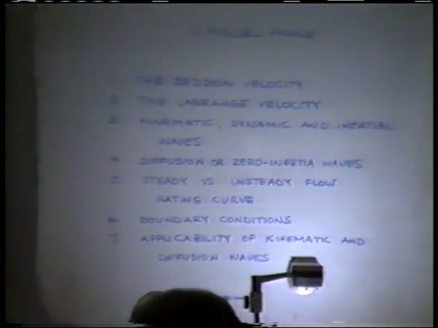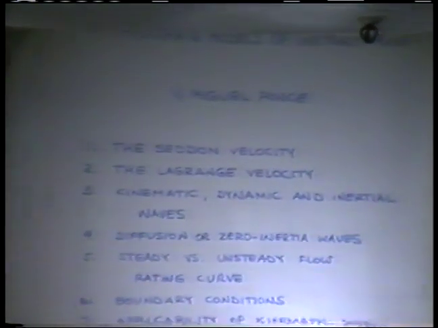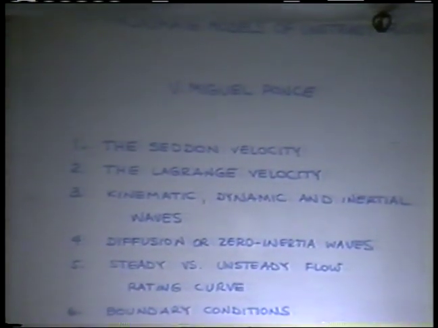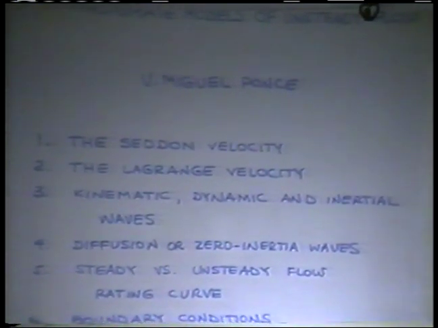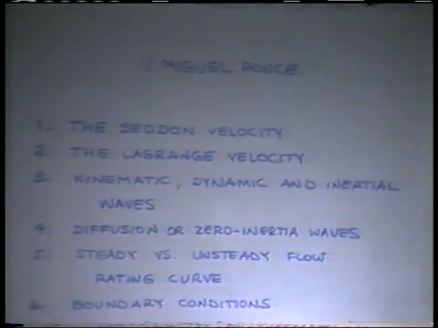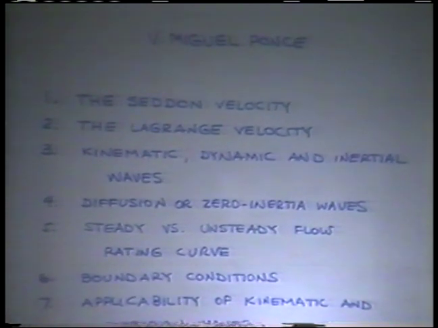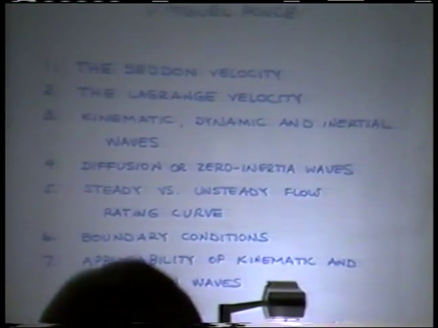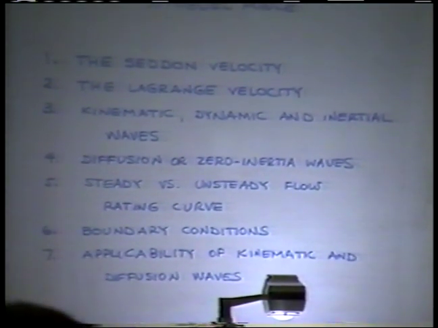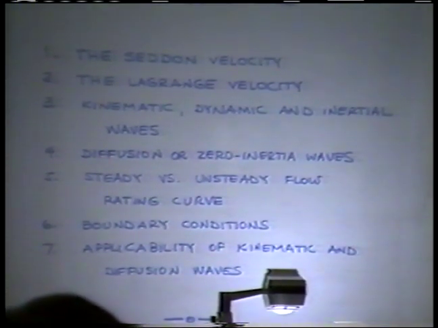I have titled this lecture Approximate Models of Unsteady Flow. And I'm going to be covering several topics which I believe are important for us to understand: what are the approximate models and how do they fit together with the overall scheme of things. The first thing I'm going to be talking about is the Seddon velocity. Now you may not know this concept by Seddon velocity. You may know it by the Seddon law or the kinematic wave celerity or whatever. But it will be apparent after we discuss this subject what it means and how it fits within the overall framework of unsteady flow.